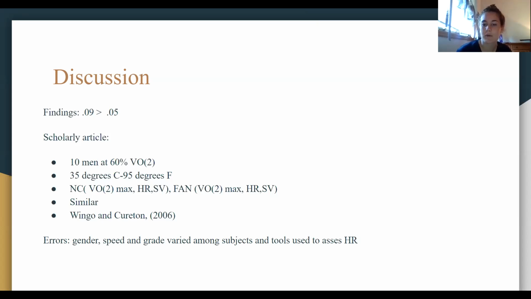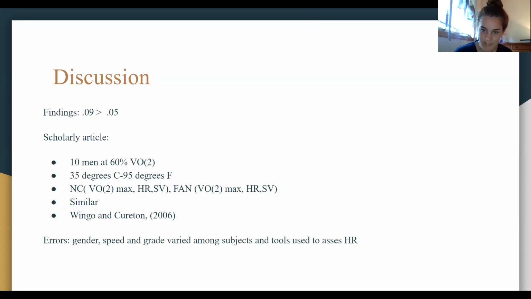And so what they found in a no cooling environment, their VO2 max decreased 18%, their heart rate increased about 16%, and their stroke volume fell 12% from 15 to 45 minutes. And then with a fan, in a cooler environment, their VO2 fell less than 5%, and their heart rate rose less than 4%, and their stroke volume decreased less than 3% from 15 to 45 minutes.